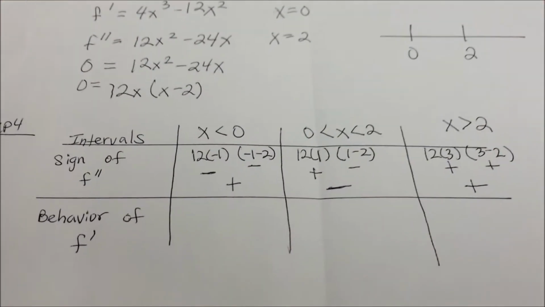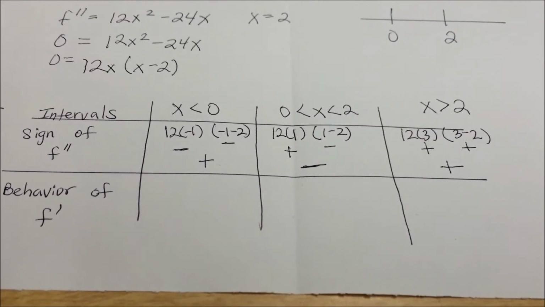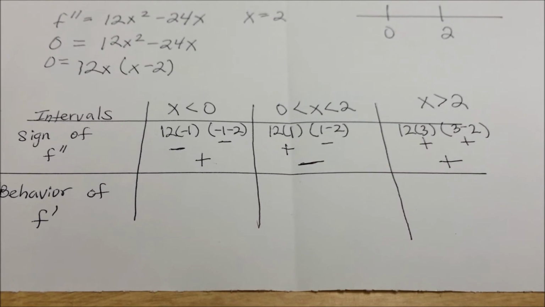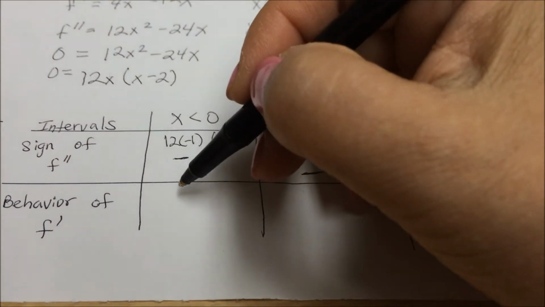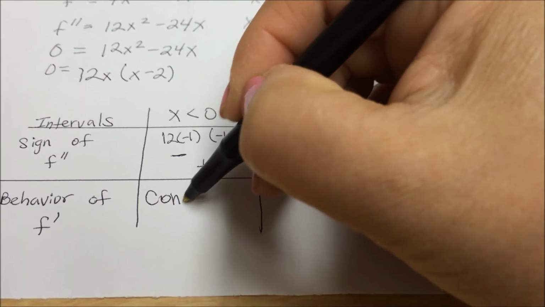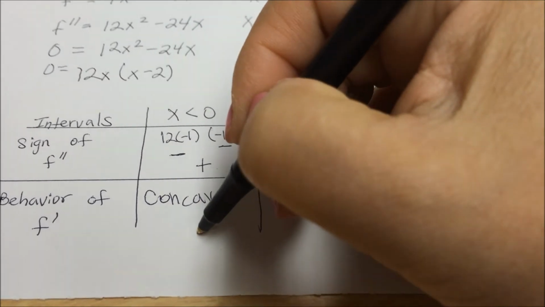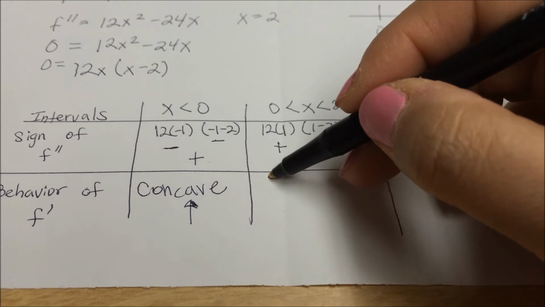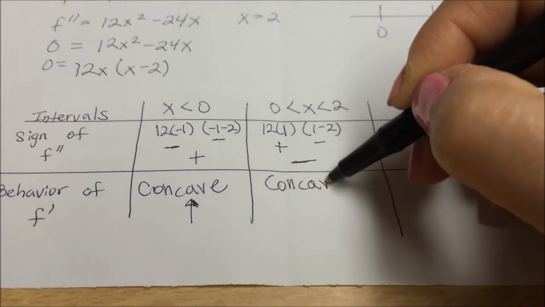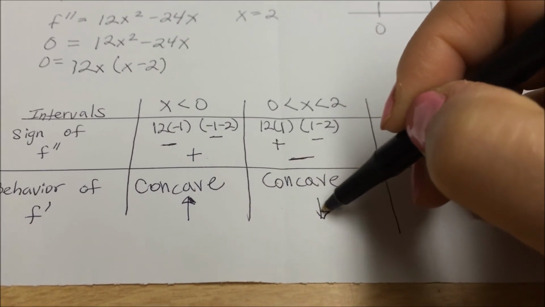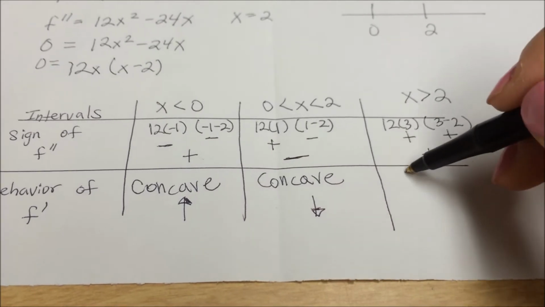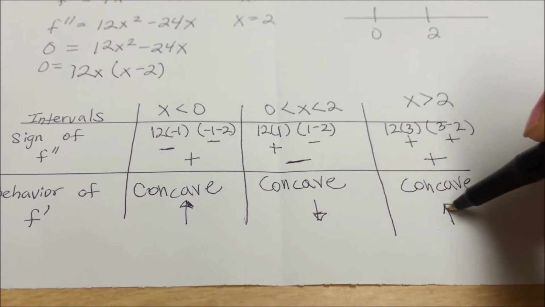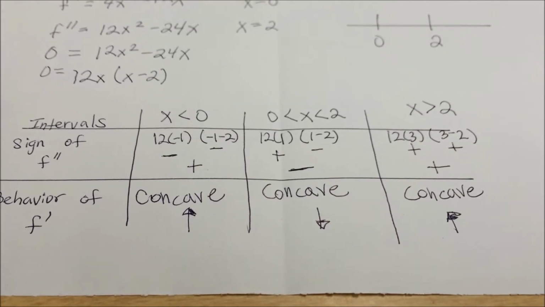Okay? Now, the difference on this one, though, when we do the behavior, it's going to be concavity, because the second derivative is concavity. So we're going to put concave, and since it's positive, I'm going to go up. This is concave up. And since this is negative, we're going to say it's concave down. And then the last part is going to be concave up. Okay? So that's your next step.